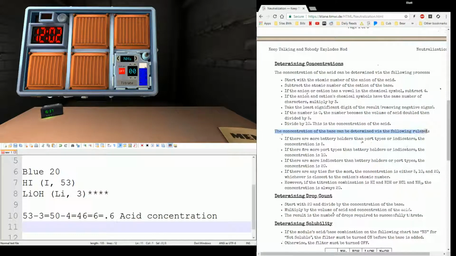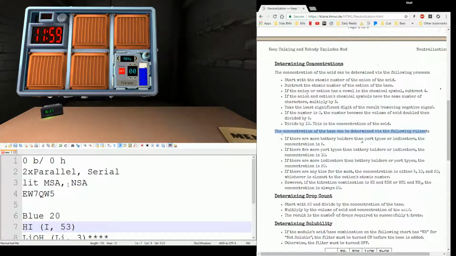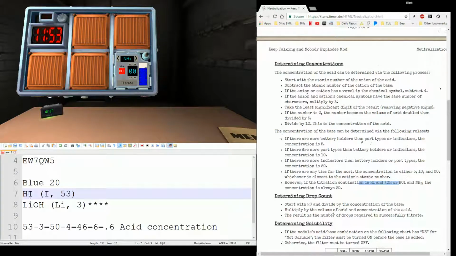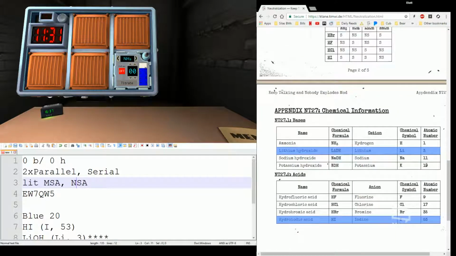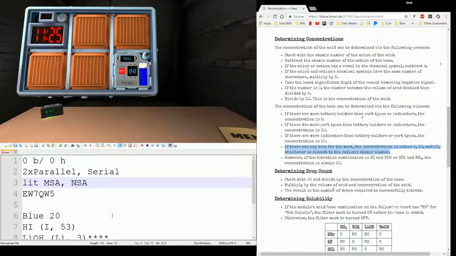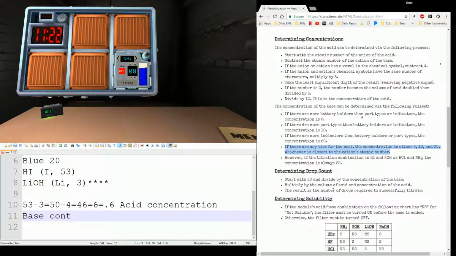For the base concentration, let's make sure we don't have one of these combos. HI KOH, nope. HCl NH3, nope. So of battery holders, port types, and indicators, we have a tie. We have two port types, and two indicators. So if there are any ties for the most, the concentration is either 5, 10, or 20, whichever is closest to the cation's atomic number. The cation, remember that's the second one we got from the base. Its atomic number is 3, that's closest to 5. So my base concentration is going to be 5.